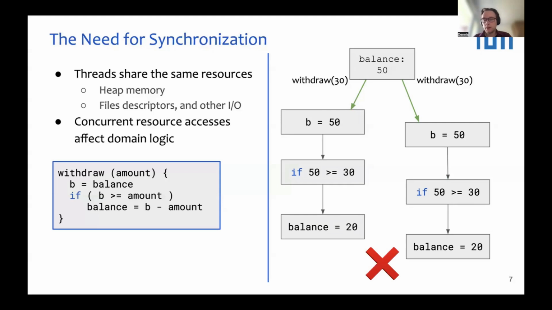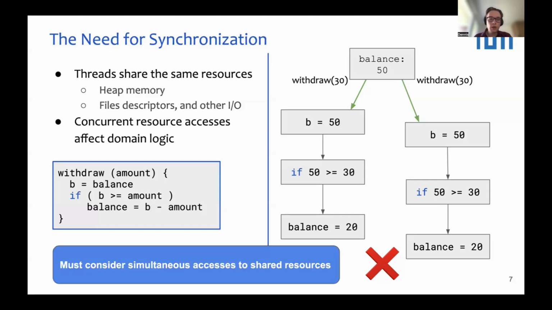This is an error with respect to our understanding of domain logic, because now both threads have withdrawn the 30 euros from the account and independently updated the balance. What we have not considered here is their concurrent access to this shared resource, which in this case is the account balance. So when you write concurrent programs, you must consider these simultaneous accesses to shared resources to do this correctly.